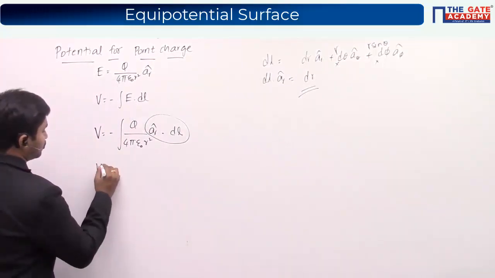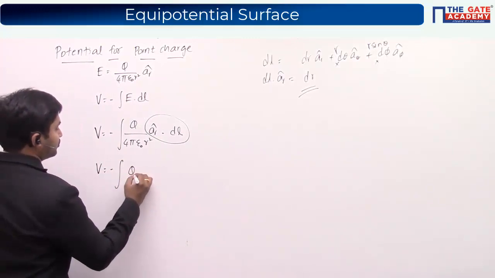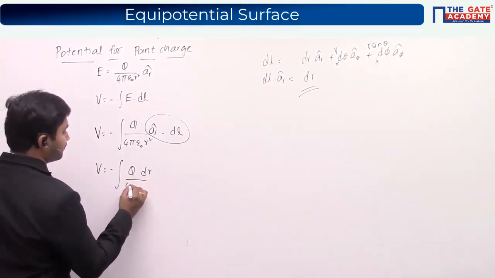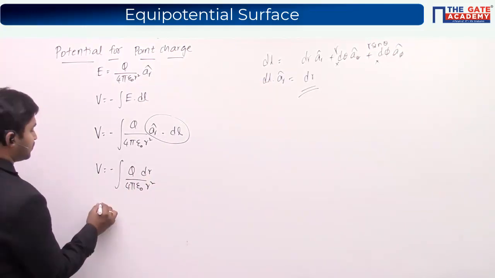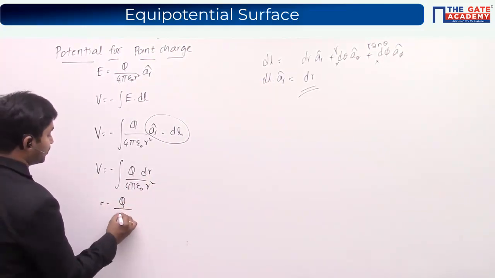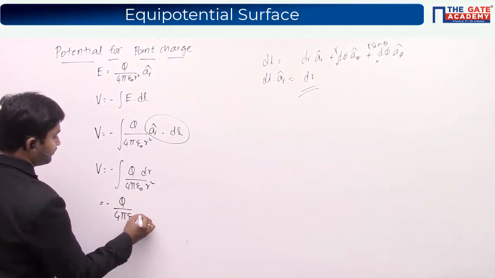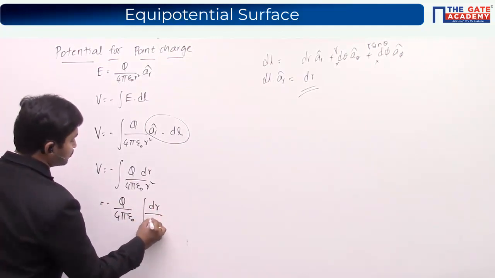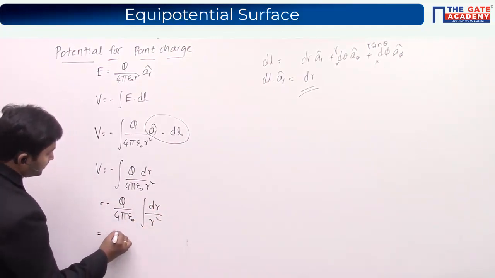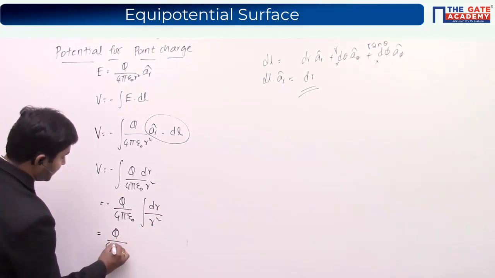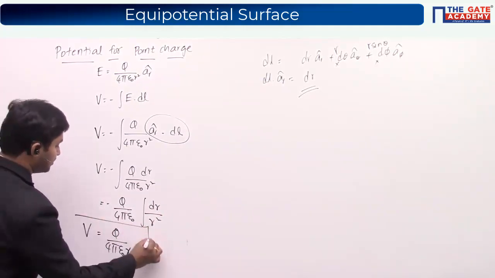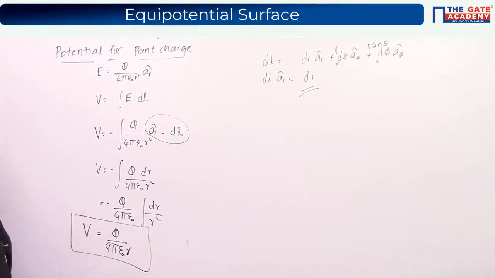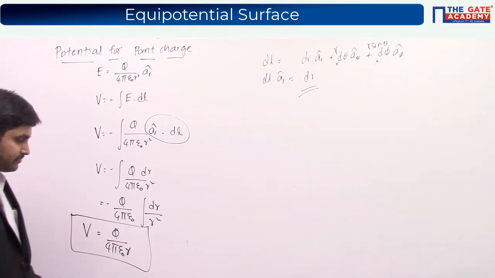So V is equal to minus integral of Q dr divided by 4 pi epsilon naught r square. Whatever constants are there can come outside: Q divided by 4 pi epsilon naught integral dr by r square, which is going to be equal to Q divided by 4 pi epsilon naught r. This is nothing but the potential in the case of the point charge.